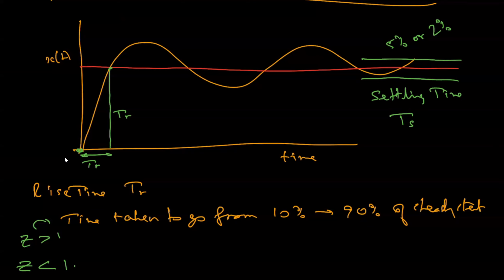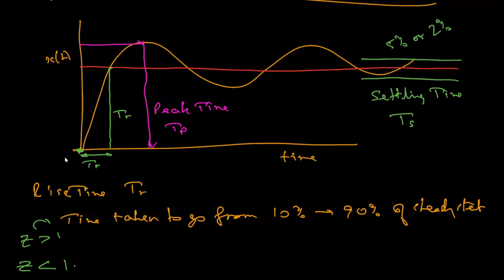Another one that's used is how long it takes to get from time 0 to the first peak. Okay, so that's the peak time. So that's TP, unsurprisingly. And there's a formula for that. So that's another one. So you can imagine if the oscillation is more violent, the peak time will probably be smaller.